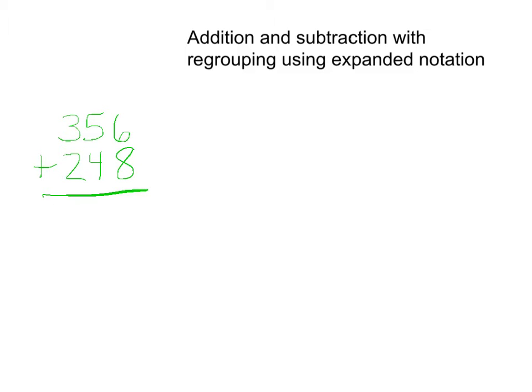This is addition and subtraction with regrouping using expanded form. This is a skill that's taught in second grade because by second grade they aren't taught the traditional algorithm yet. That's saved until third grade.